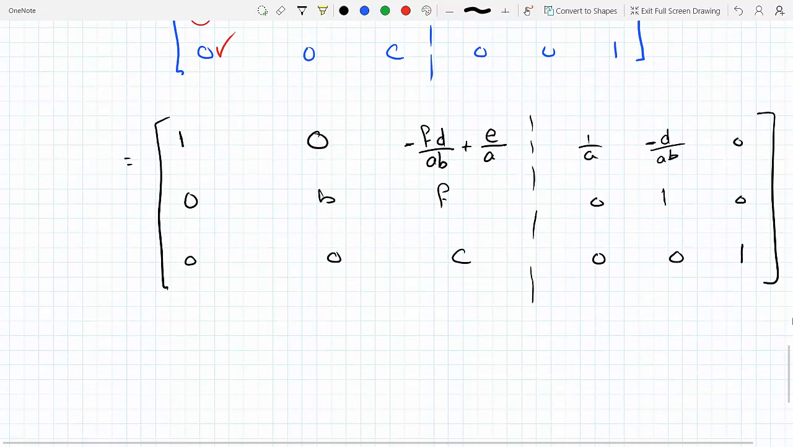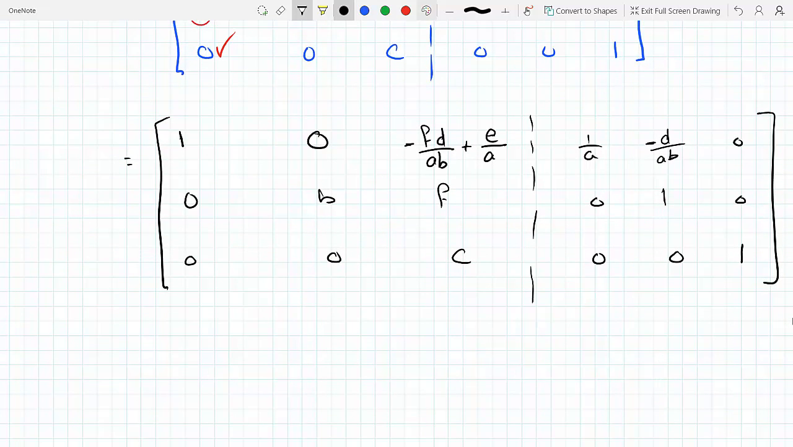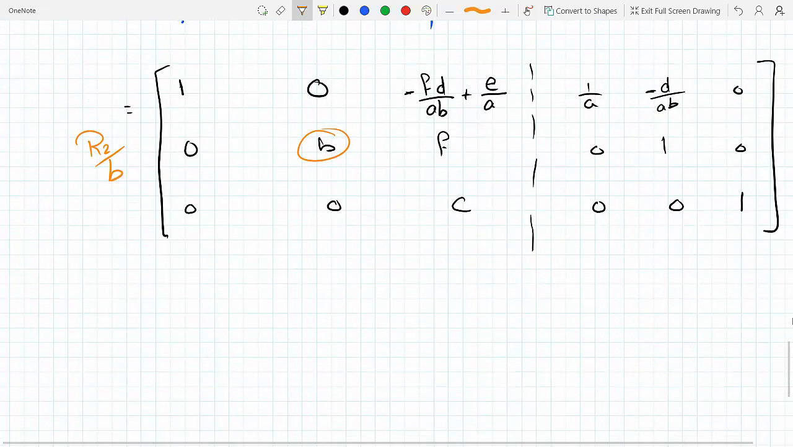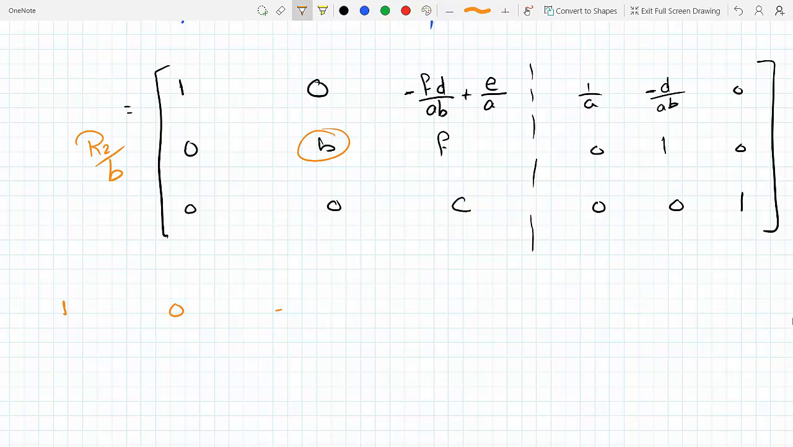Okay, now we need to go down this guy. This B needs to be a 1. Let's use gold. This B needs to be a 1. So I could go row number 2 divided by B to make that a 1. So then I would get 1. Let me start here. 0 minus FD over AB. If I take a common denominator AB, this becomes plus EB. And then we have 1 over A minus D over AB 0.